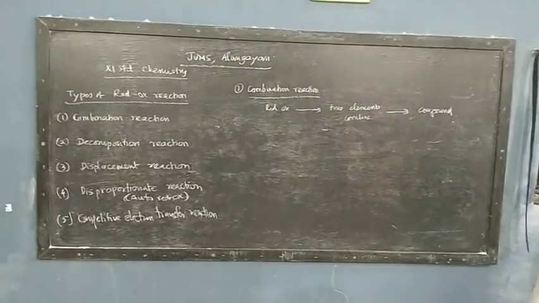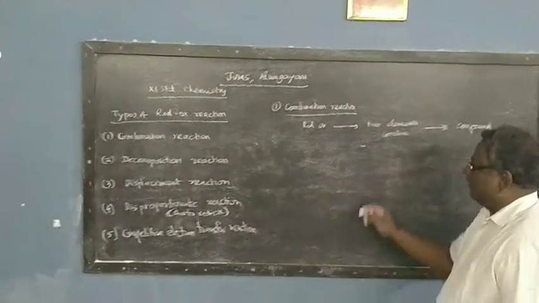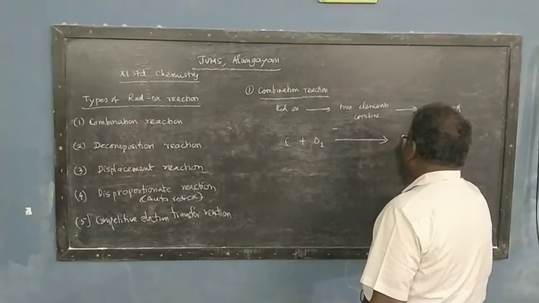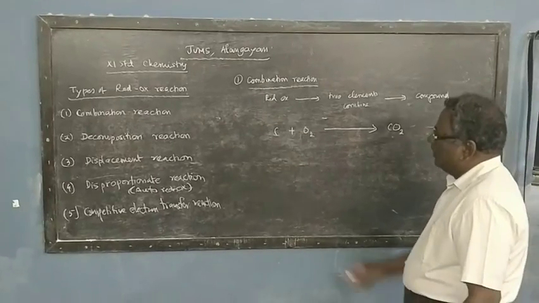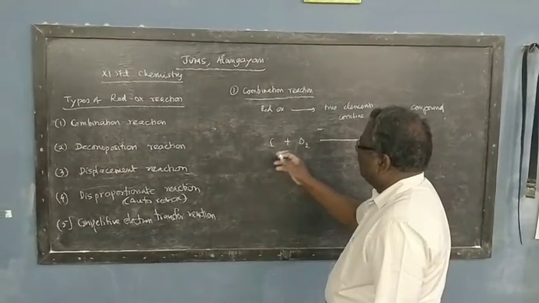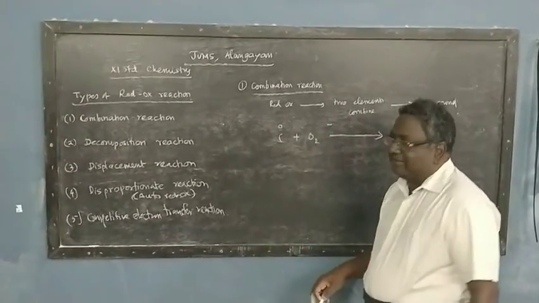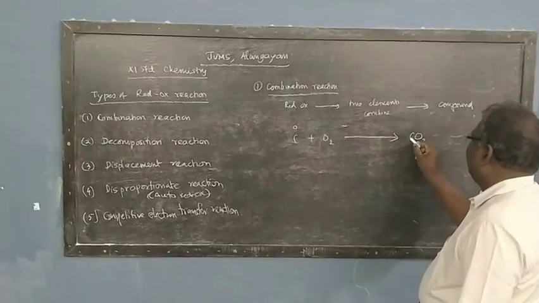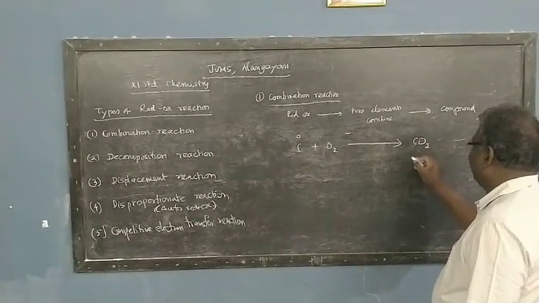So redox reaction எதில் நடக்குது? ஒரு எலிமெண்ட் இன்னொரு எலிமெண்ட் கூட கம்பைன் ஆகுது. For example, carbon reacts with oxygen forming carbon dioxide. Right? So in this, what is the oxidation state of carbon? Carbon oxidation state is 0. Why 0? Because it's an element. Element உடைய oxidation state எப்பவுமே என்னது? 0. இங்க கார்பன் உடைய oxidation state என்னன்னு போட்டுக்கலாம்?